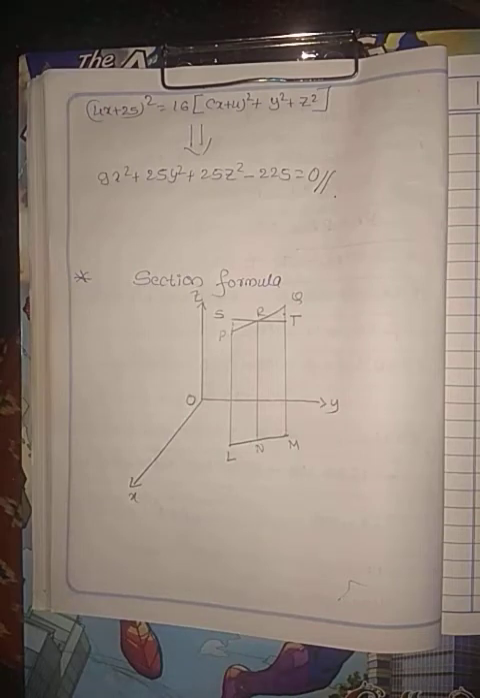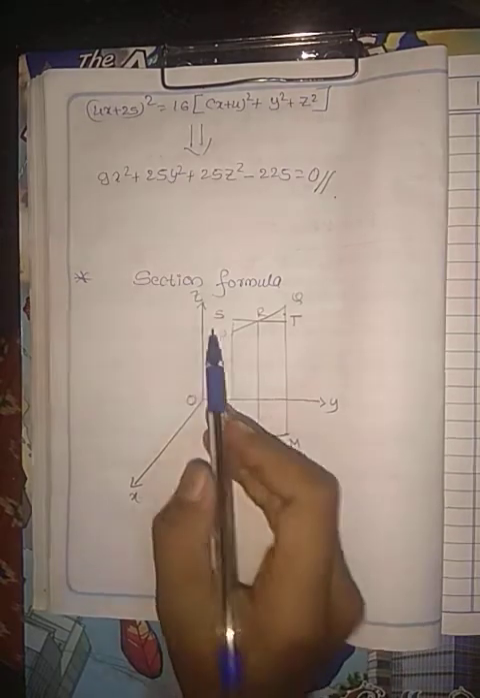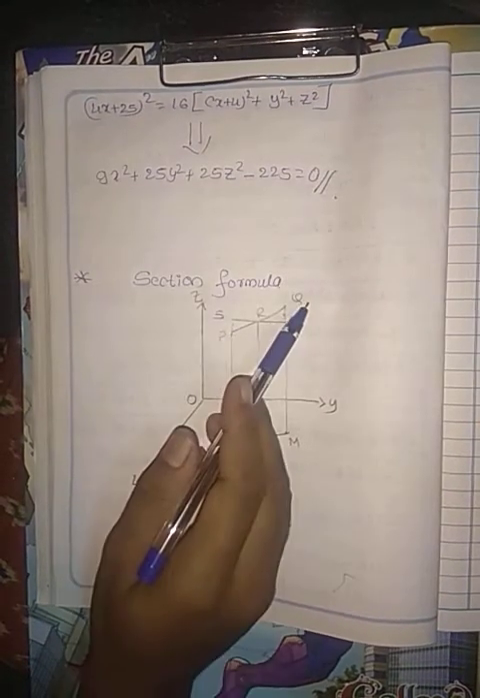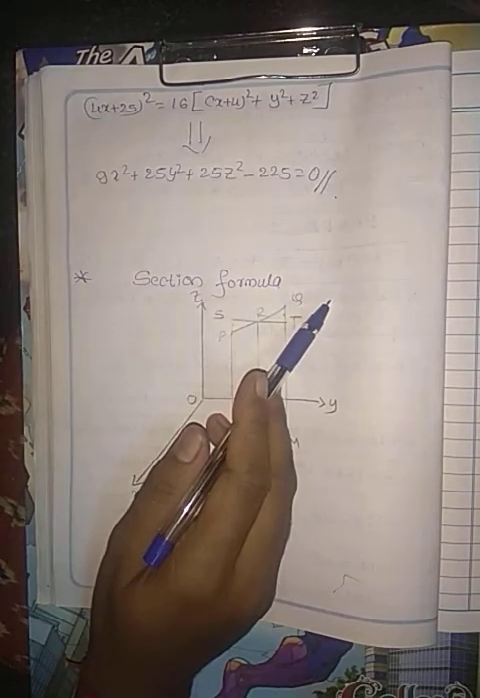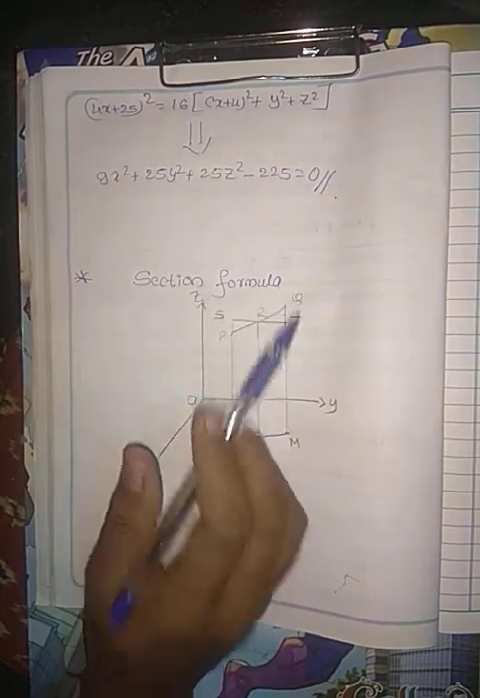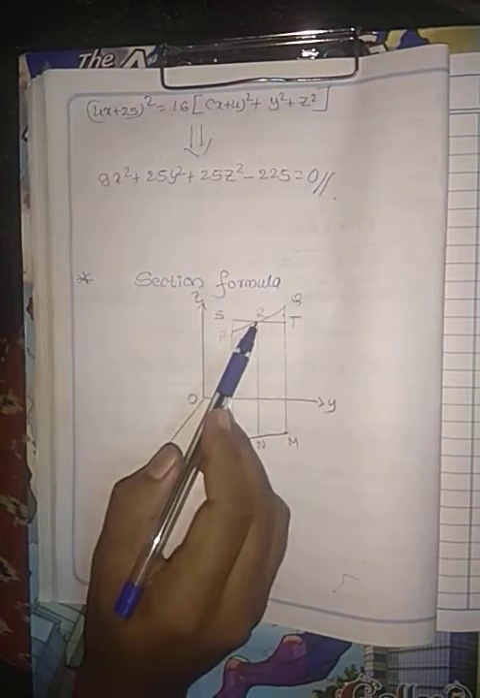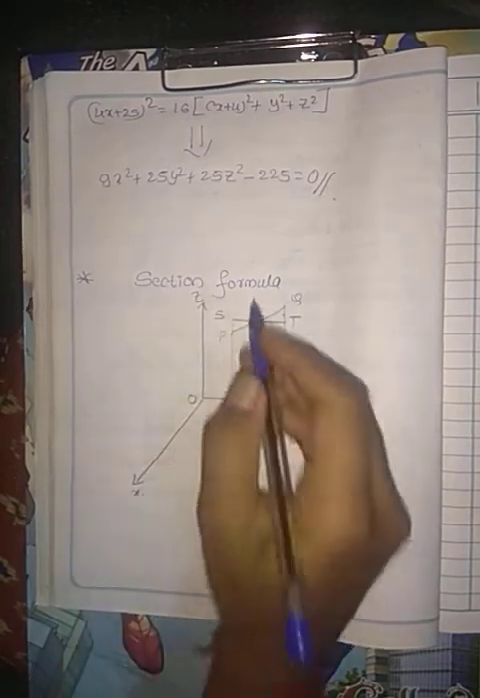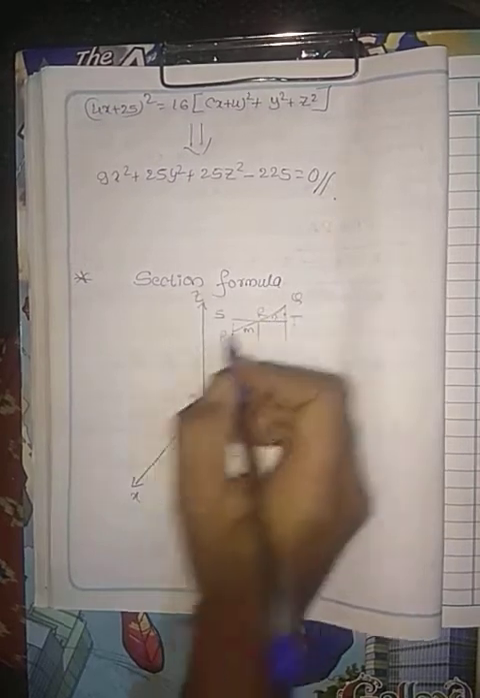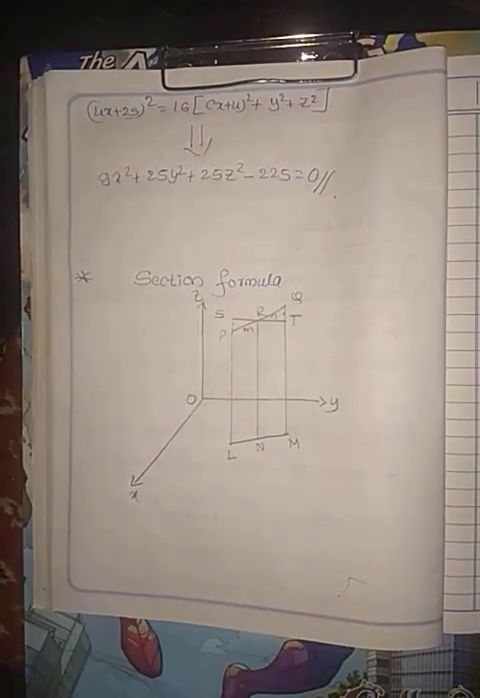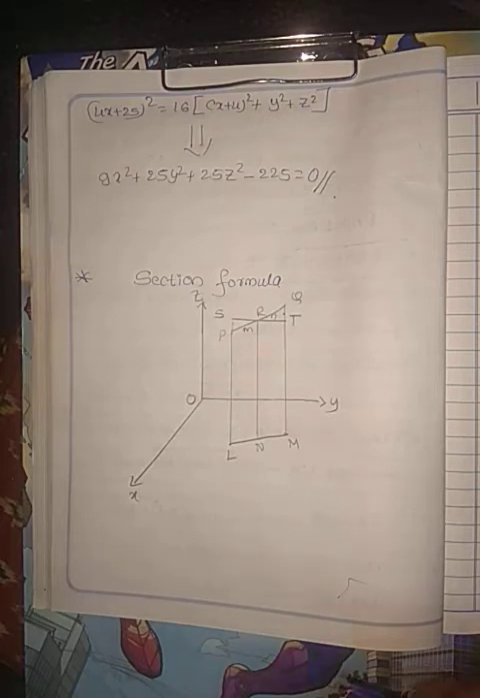Hello students, next point is section formula. We have to derive the equation for internal and external division formula. So here we have to consider two points, let P of x1 y1 z1 and Q of x2 y2 z2 be any two given points, and let R divide PQ internally in the ratio m is to n.